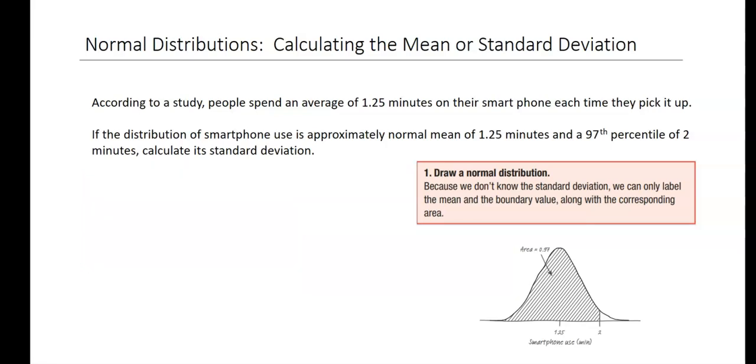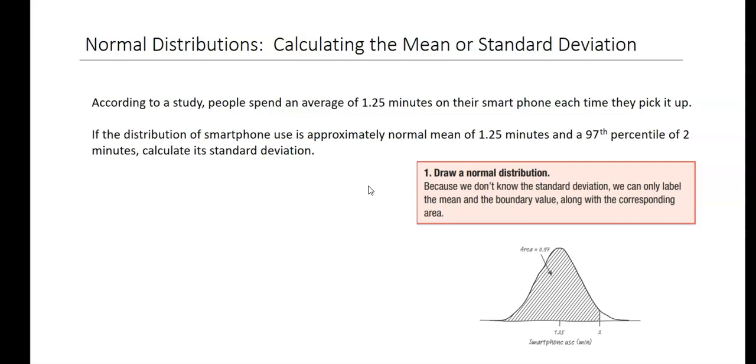Okay, sorry. So I'll just do the same problem a different way. According to a study, people spend an average of 1.25 minutes on their smartphone each time they pick it up. If the distribution of smartphone use is approximately normal with a mean of 1.25 and the 97th percentile of 2 minutes, calculate its standard deviation. Ooh, it's interesting.